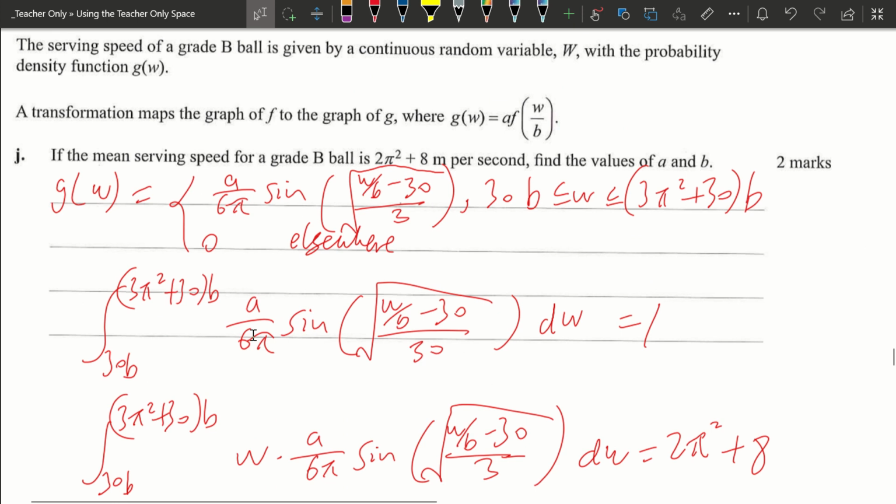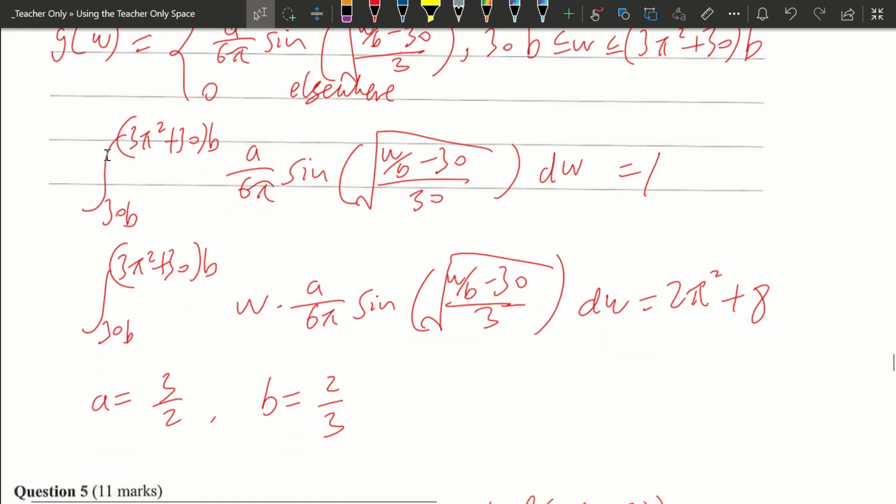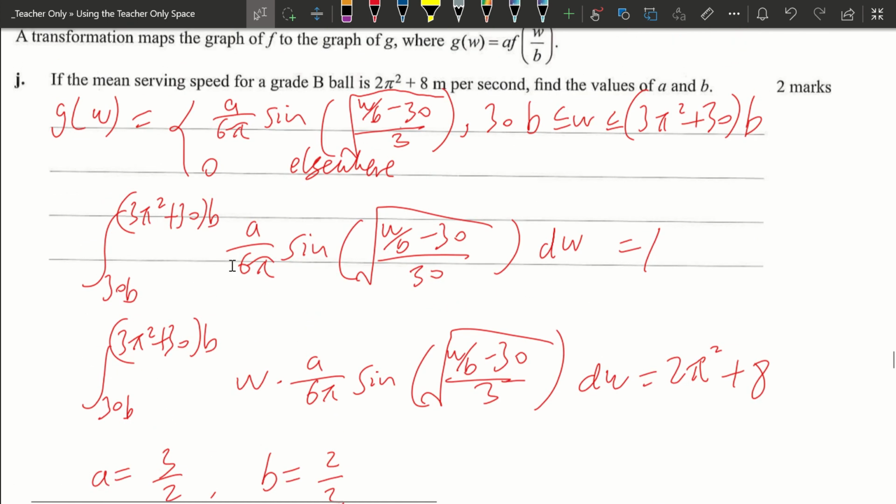The entire area under the function has to be 1, and the mean. So integrate over the whole domain again, but the mean is W times the function, so the independent variable times the function. That has to equal 2 pi squared plus 8. So you put those two into your CAS calculator and solve simultaneous equations, and you should get A and B. Two conditions: all area underneath the graph has to be 1, and the mean is 2 pi squared plus 8.